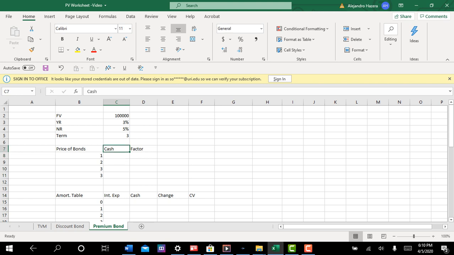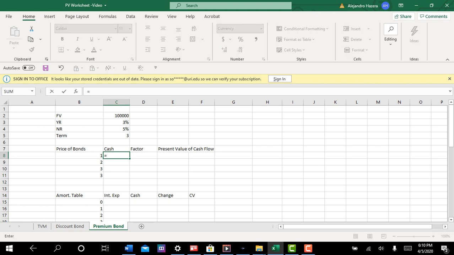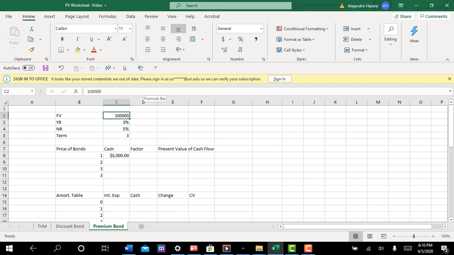So we're going to calculate the price of the bond. I'm going to put present value of cash flow out here, and it's going to be the same concept as in the other video. So let's start with the amount of cash you get. Remember that the amount of cash you get is always based on the nominal rate. So we're going to take 100,000 times 5%. That'll give me 5,000 again. So that hasn't changed because we have the same face value and the same nominal rate.